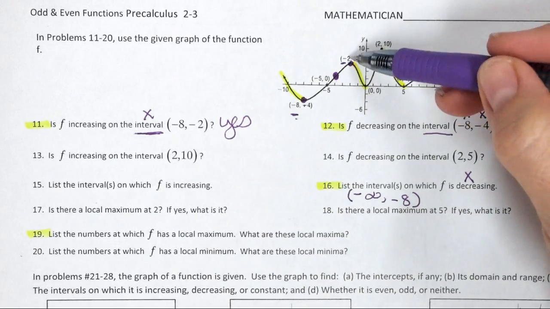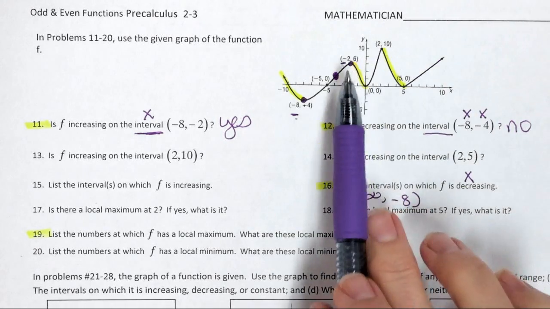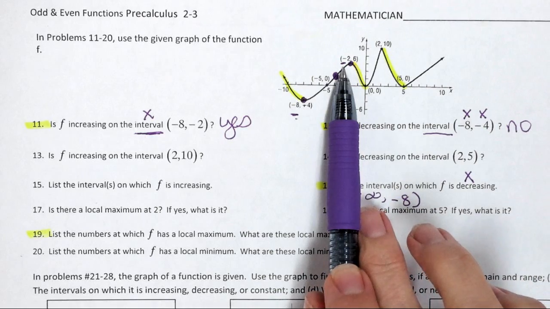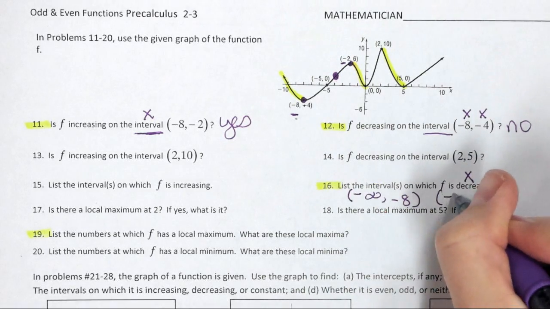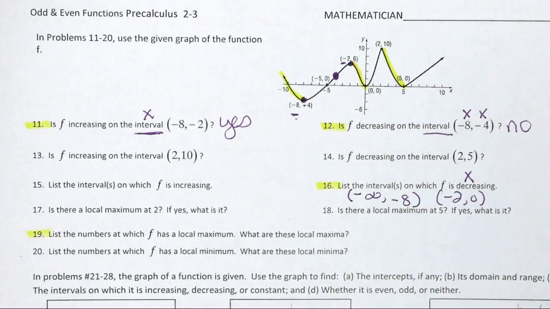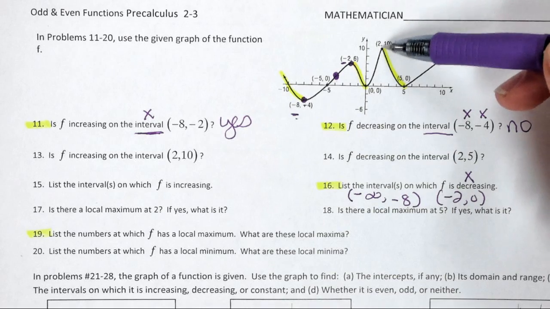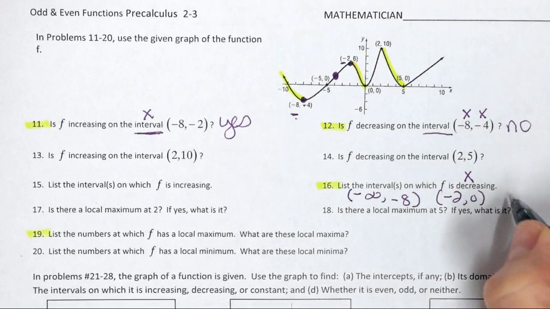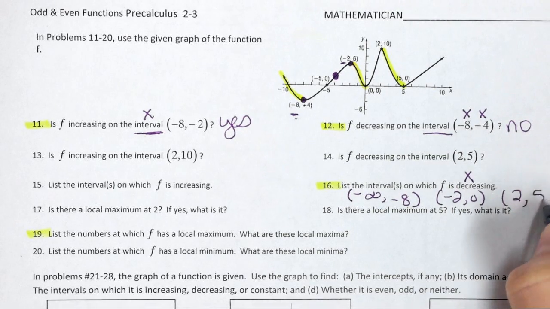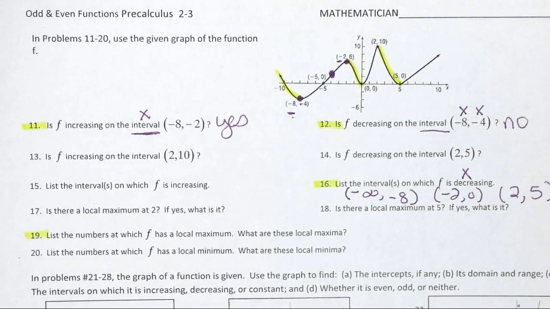Here's my next interval. Remember, I'm looking at the x's. So the x at top is negative what? And the x at bottom is 0. So there's the second interval. Not an ordered pair. These are the 2 x's that I'm between. Your last interval is going from 2 all the way to what? 5. Good?